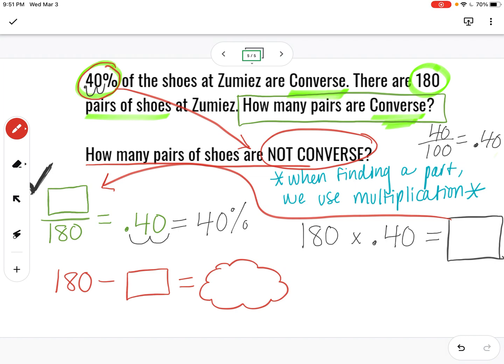Well, we know this is out of 100%, right? So 60% would not be Converse. So another way you can do that is you can set it up just like we did over here. But of course, rather than using that 40%, you would now use the 60% to represent this value. So those are 2 strategies for you. And hopefully you can move on and solve and show me that you're prepared for your test.